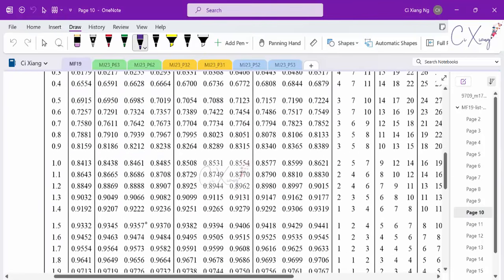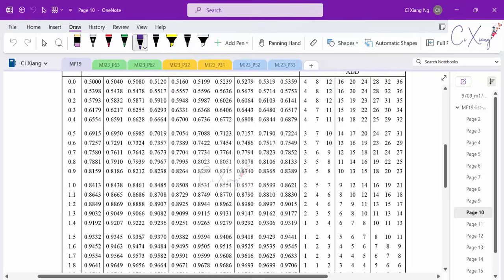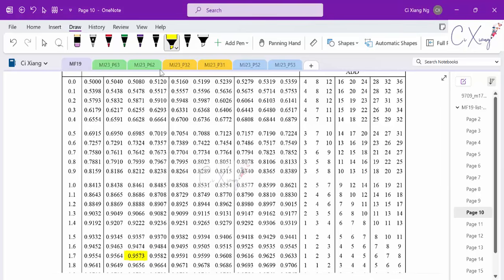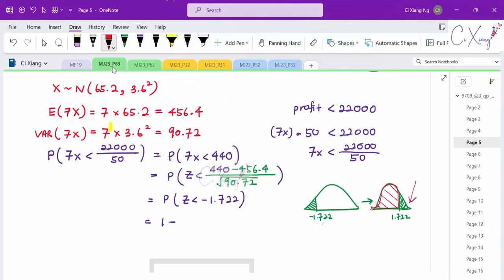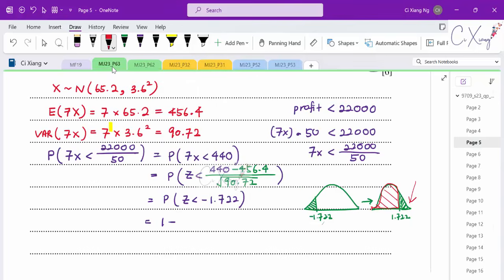Where is my 1.722? This is my 1.7. 1.72 is this one, right? Then you go for the 2 at the back. You can see that I'm having 9573. I have to plus 2, where I get 9575. So I go back to my solution here. 9575, correct, 9575.